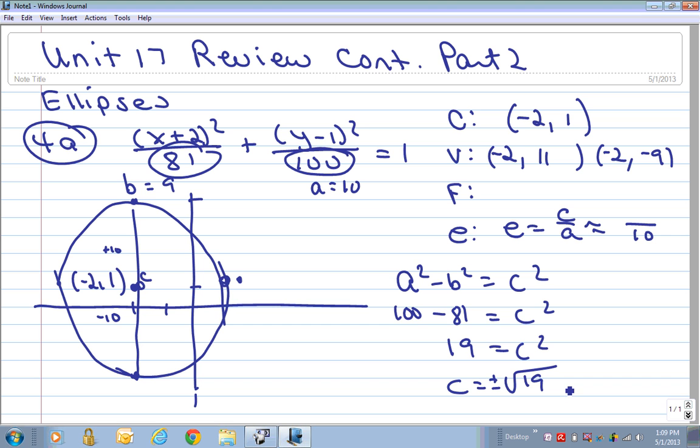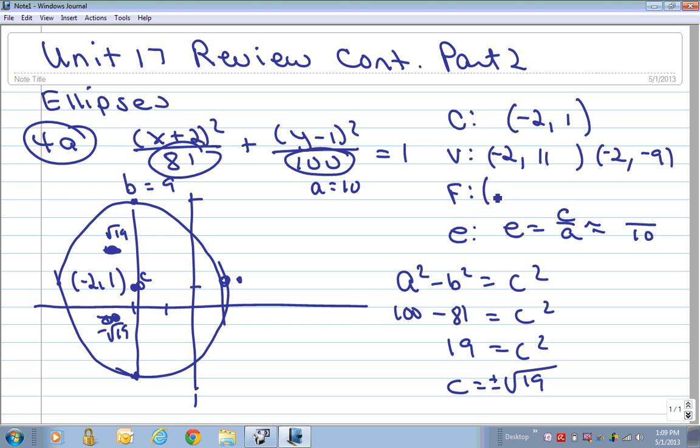All right, so here's what we're going to do. Just like before, where we went up and down from the center to find the vertices, we're going to go up and down to find the foci. So our center is at -2, 1, and we would go up a square root of 19, and then we would go down a square root of 19. And you can write it just like that. If it doesn't come out to be a nice, pretty number, you can leave it just like that.